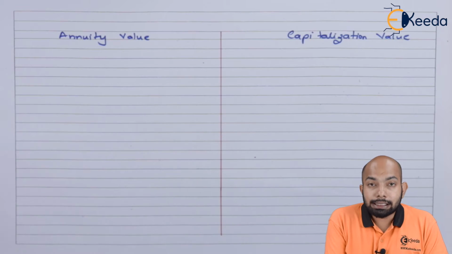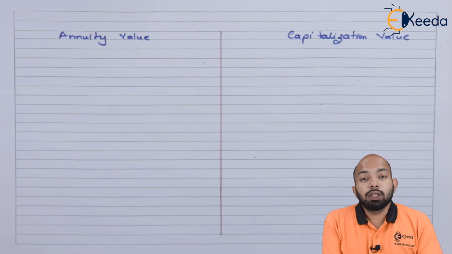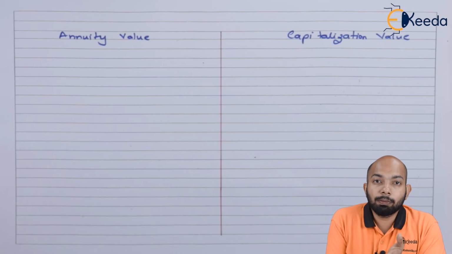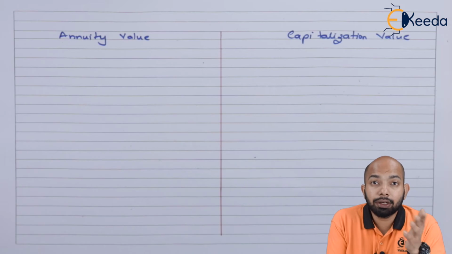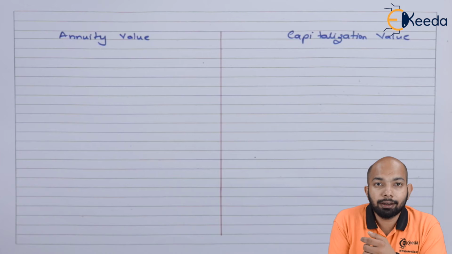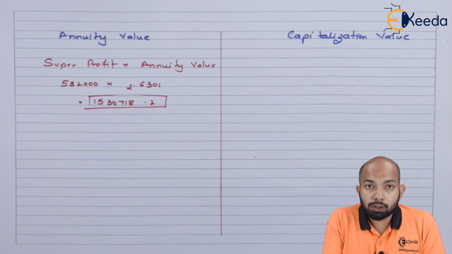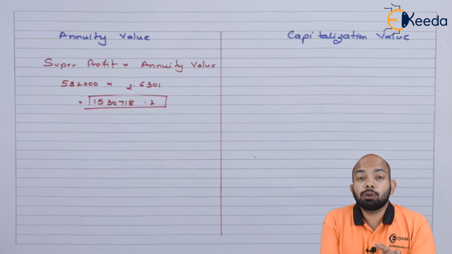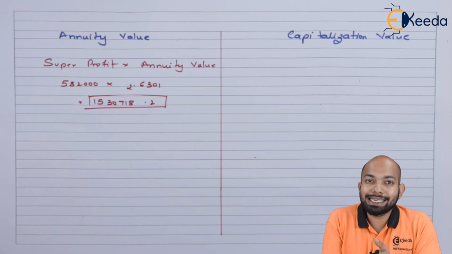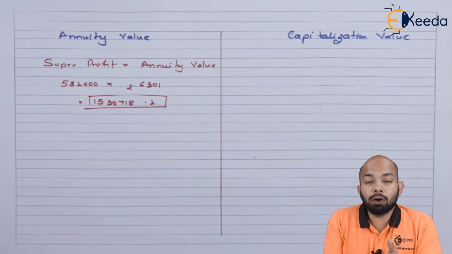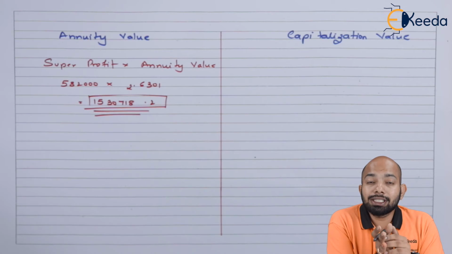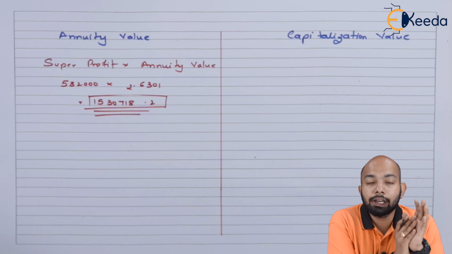The next two instances we have to figure out are the annuity value and the capitalization value. For the annuity value, the rate of annuity has already been provided, that is simply supposed to be multiplied with the super profit. So let's go ahead and figure out the annuity value of goodwill. We figured out the annuity value, which is the super profit 5,82,000 multiplied by 2.6301, which gives you a sum of 15 lakh and additional values, 15,30,718.2. So that's the annuity value.